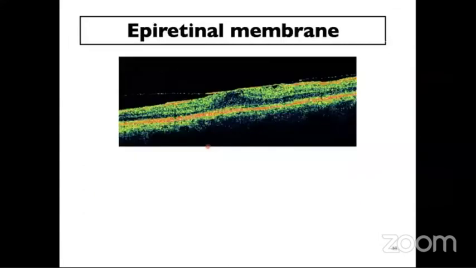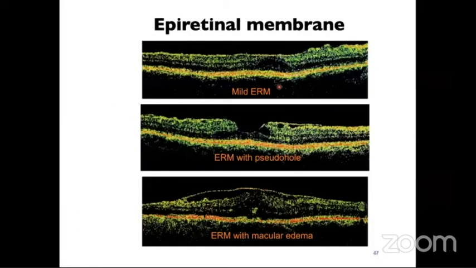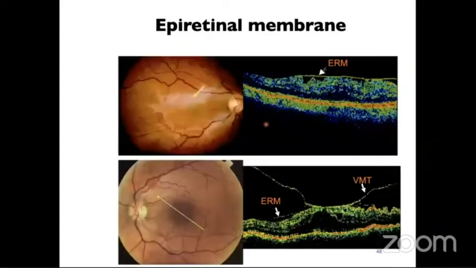This is a case of epiretinal membrane where you can see the thickened posterior hyaloid along with the retinal thickening, and there is a wrinkling of the inner retina. So this is a case of a mild ERM. This is a case of an ERM with a pseudo hole where there is a squaring of the edges in case of a pseudo hole. So this is a grade 2 ERM. There is a macular pucker.